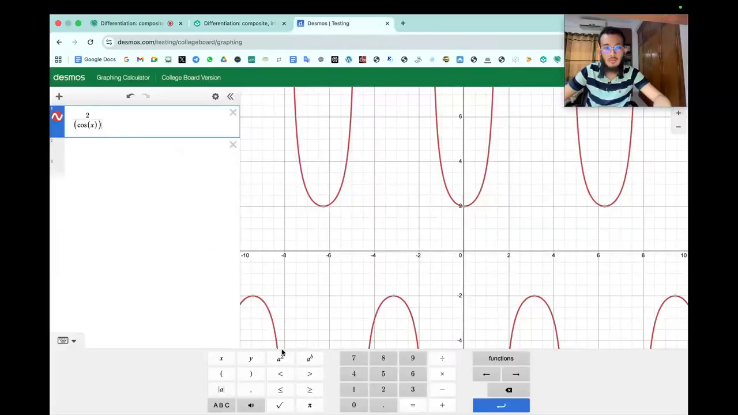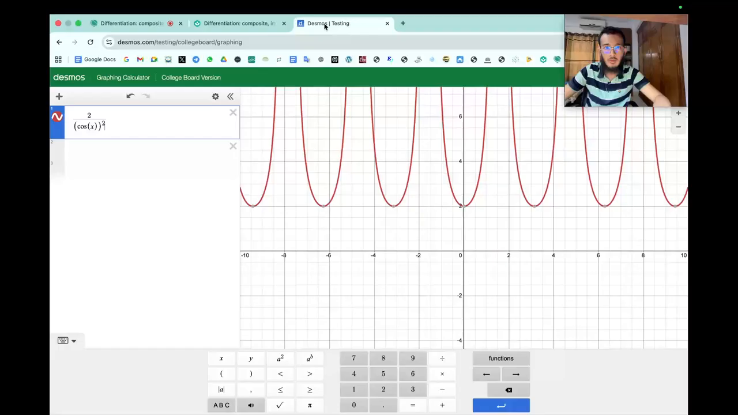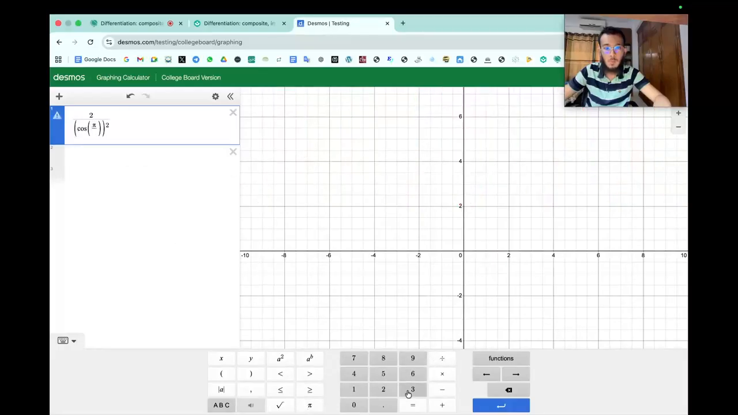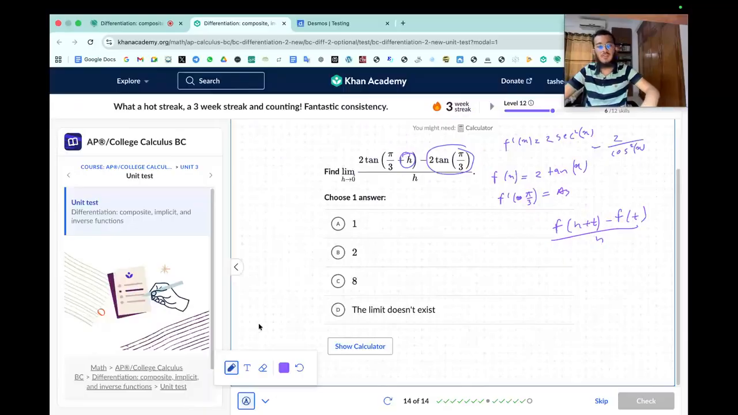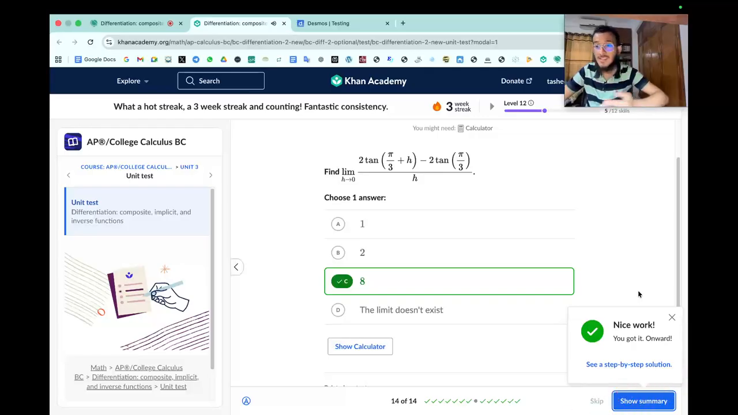So 2 upon cos squared x, and we plug in pi by 3 to get 8. So C is our answer. C is our answer. And that's it. That marks the end of this unit test.